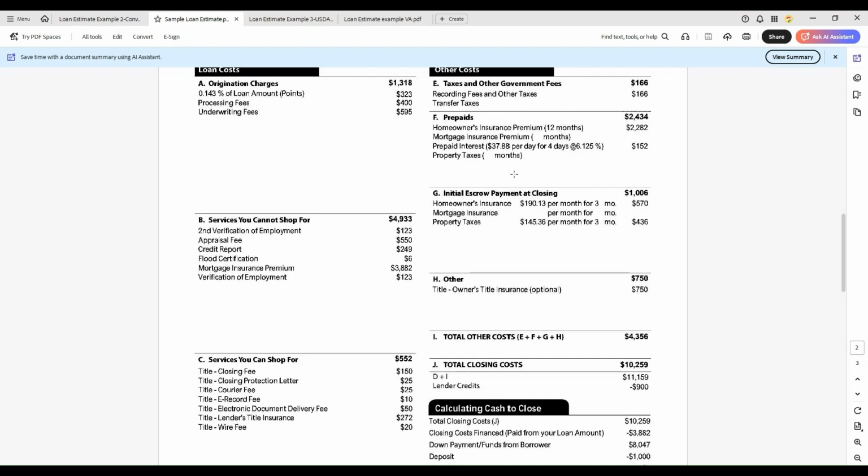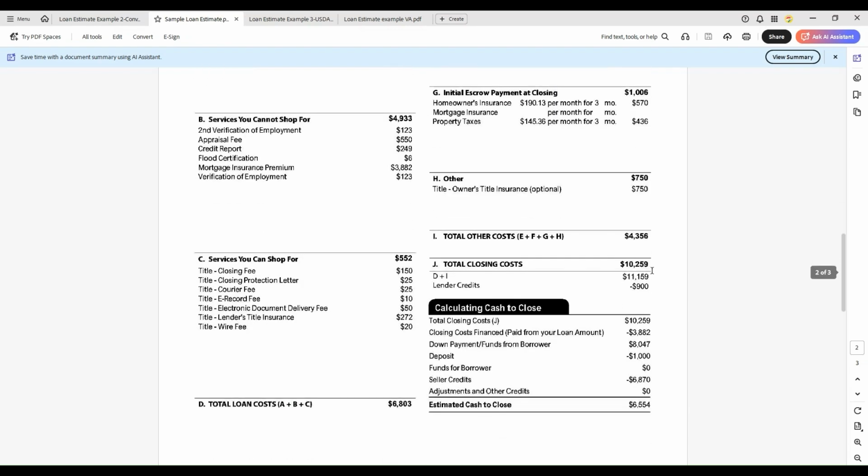So then again, we're going to come down to cash to close. We add all of this page up, comes to $10,259. We're taking out $38.82. So the funding fee, or the mortgage insurance, it's technically considered a closing cost. It's just not money that you typically have to bring to the closing table because we finance it in. Okay. And then we have the down payment of $8,000. This borrower put $1,000 in of the earnest money deposit, and then they were also receiving $6,870 in seller credits or concessions.